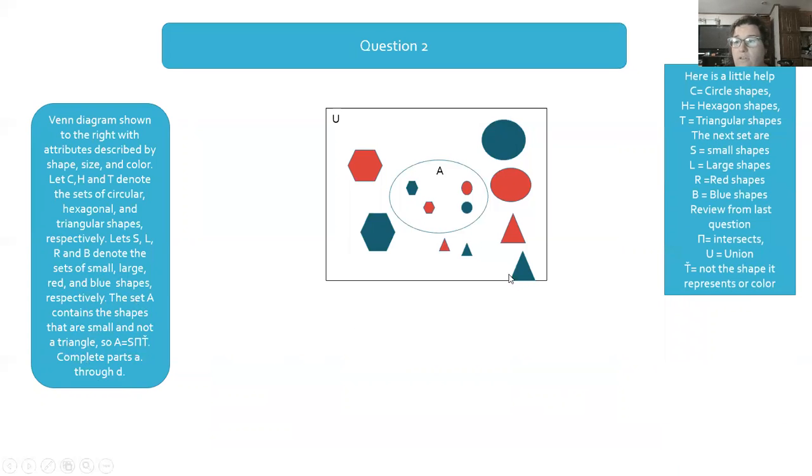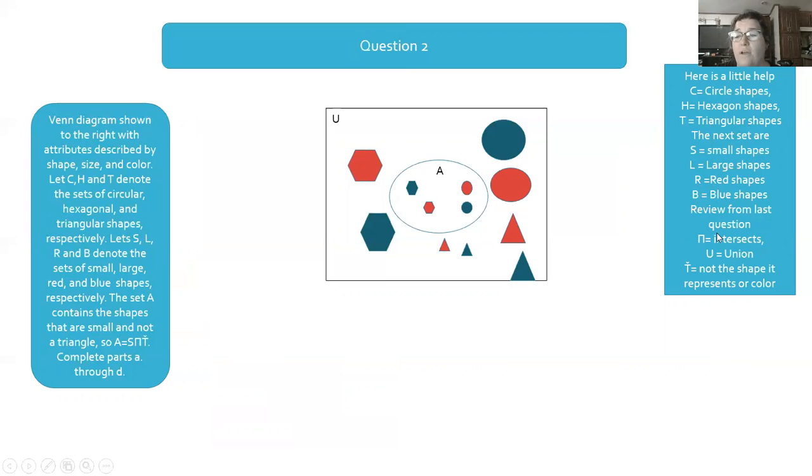Okay, so we have our little shapes up here, and I'm going to have to move my little face over here so you can see. Here's our little help bubble. It says, here is a little help. Big C equals circular shapes, H equals hexagon shapes, T equals triangular shapes. The next sets are S equals small shapes, L large shapes, R red shapes, B blue shapes.